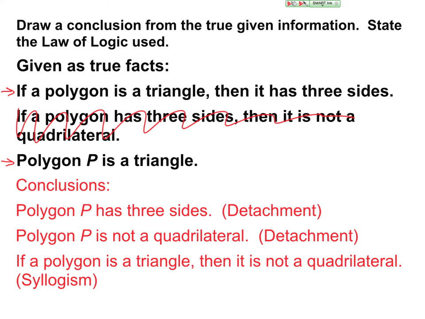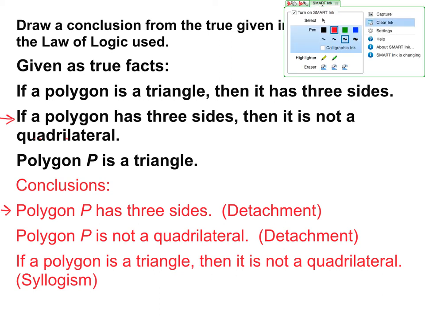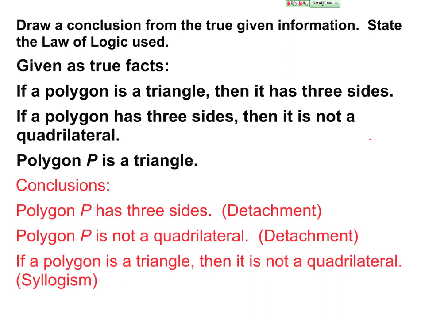Now, if you would use that one, change my scribbles. Okay. Now, if I use, let's see, polygon P has three sides, and this if-then, if a polygon has three sides, then it's not a quadrilateral. Can you see how I can say polygon P is not a quadrilateral? That follows also. All right, let's see if I have another example or not.